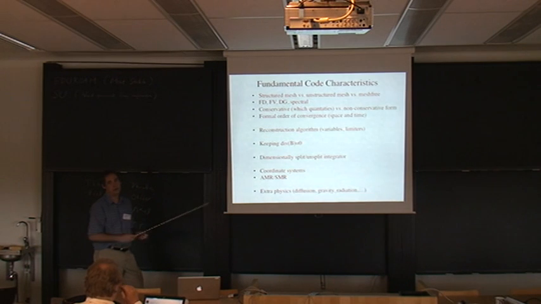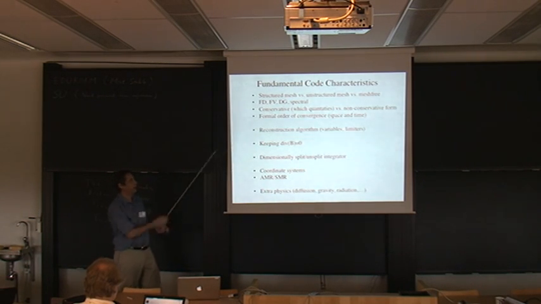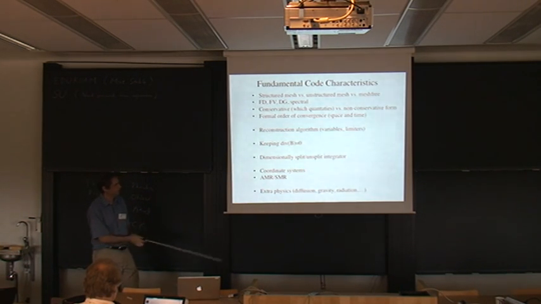And keeping div B equals 0, is that an important difference between codes? Whether you use split or unsplit integrators is really related to that issue, I think, and how you solve it. Whether you're using AMR or SMR, and whether you're using cylindrical or Cartesian grids can be an issue. And all of this is just for the basic MHD algorithm.